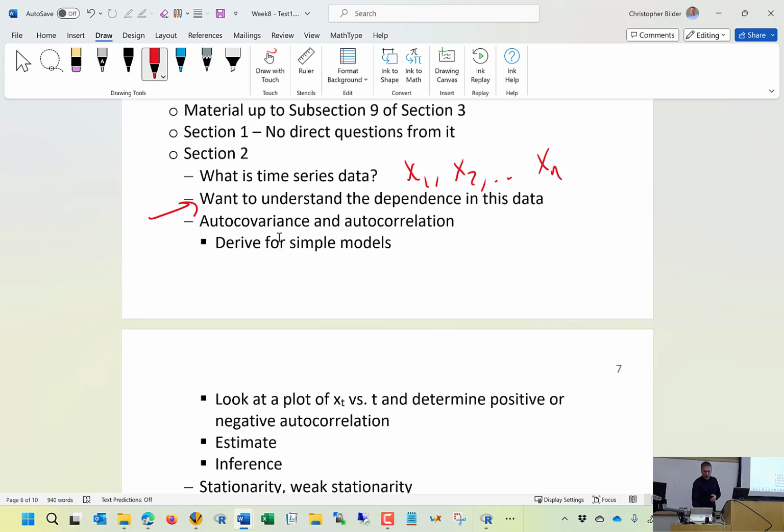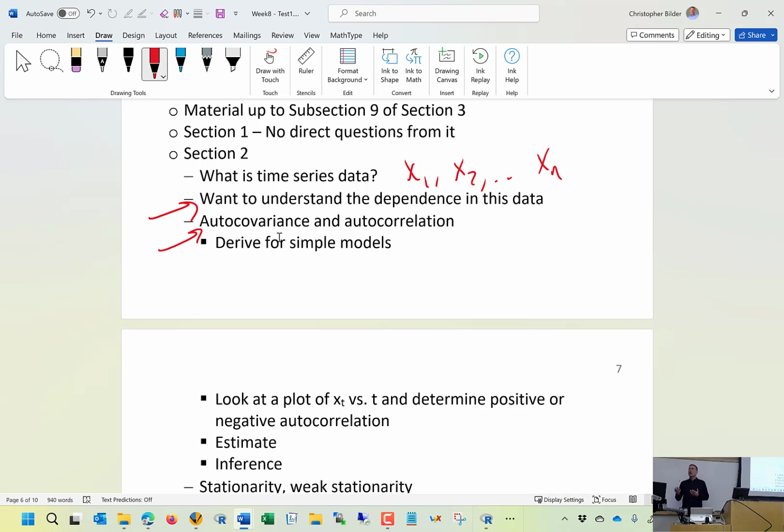And the key is with this time series, x1 through xn, we want to understand the dependence that exists in the data. Because if we understand the dependence, then we can project what will happen in the future with that kind of dependence. In other words, we will be able to forecast. That's why it's so important for us to understand the dependence in the data. How do we understand the dependence?